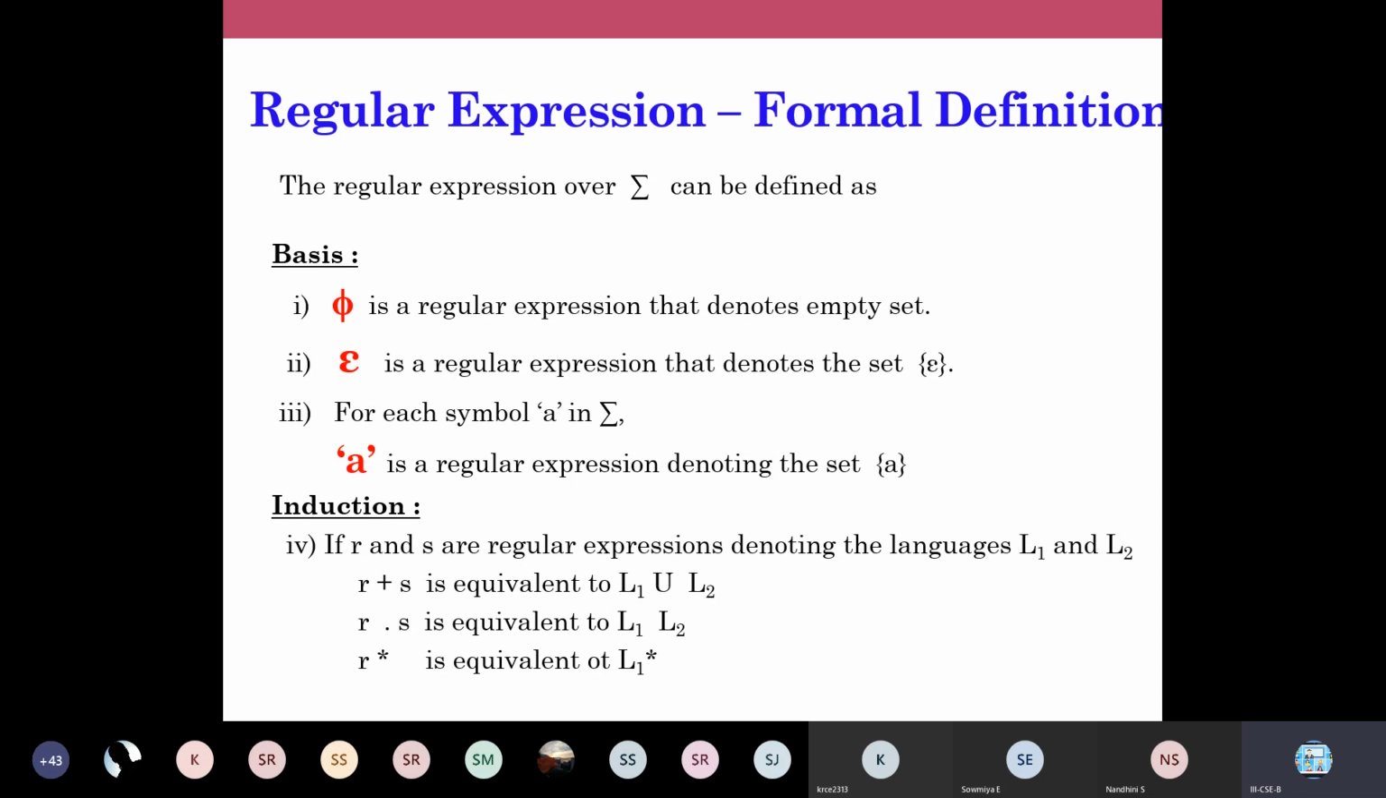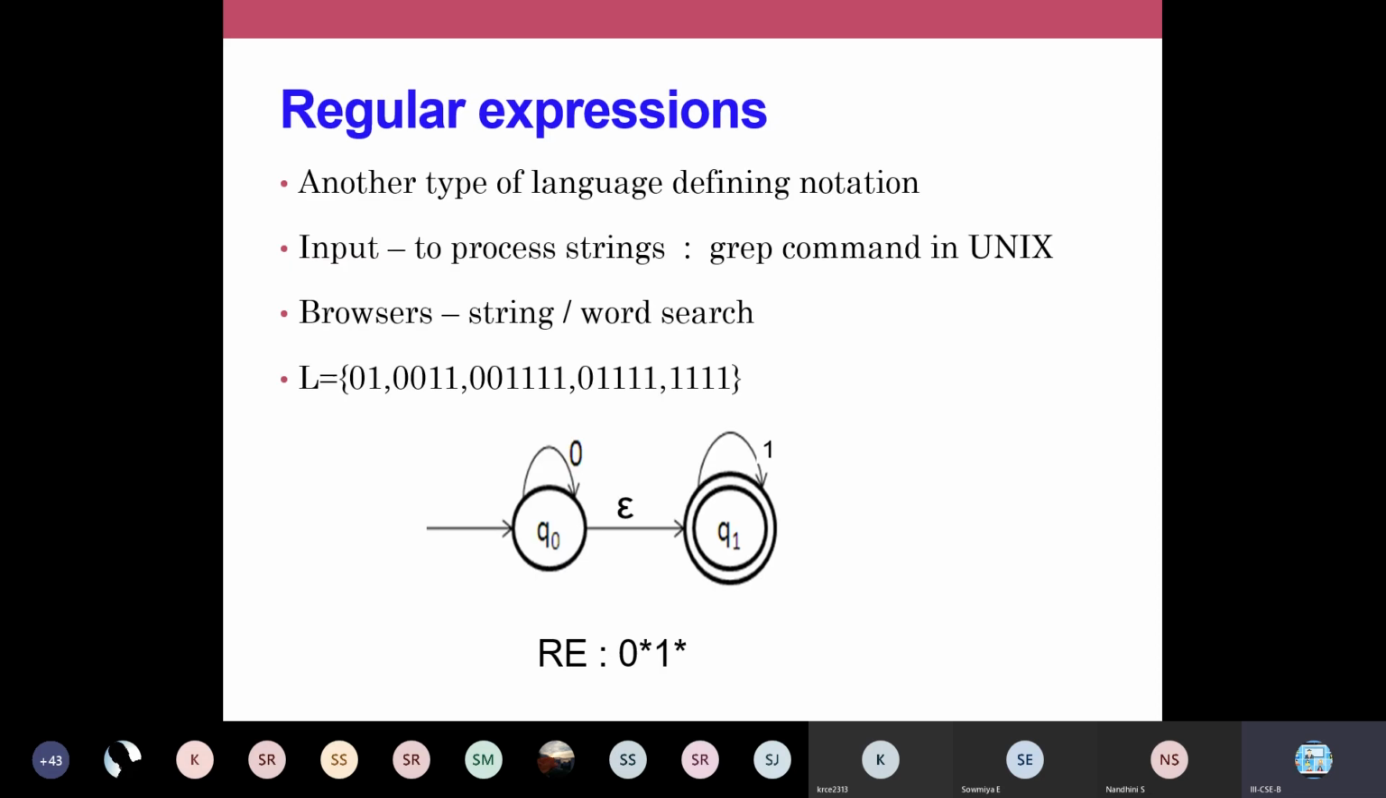So I'll go to the next slide. Yesterday we discussed this one. I gave an example for a regular expression. We saw that if there is an automata like this diagram, you might have drawn it yesterday, so just refer to your notebook.